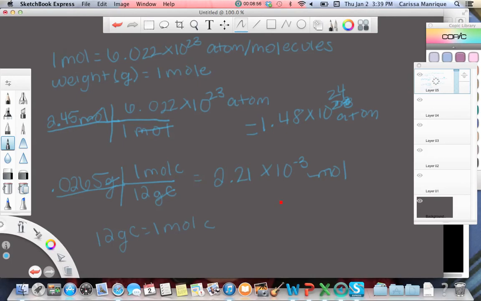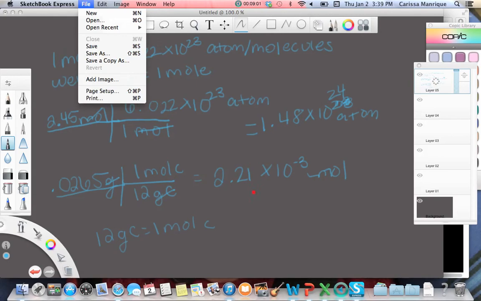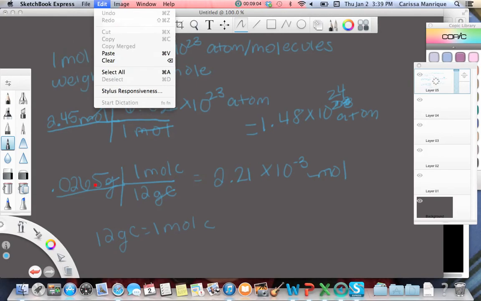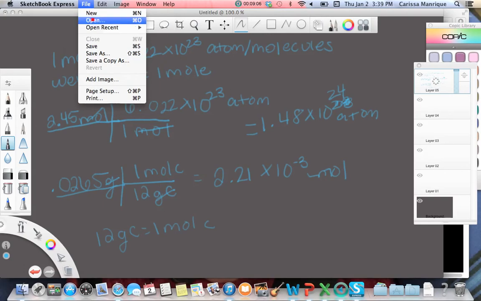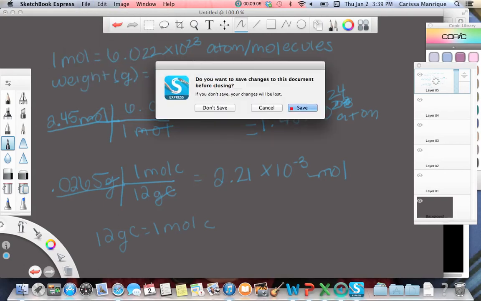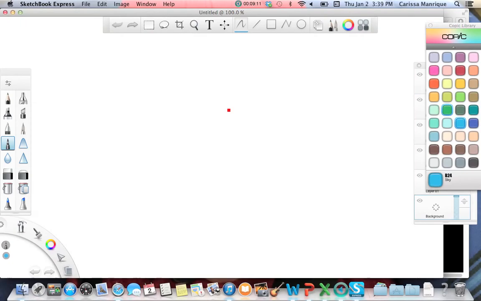Okay, so let's do one more. And let's just do a long one. Let's go further. Let's convert. Let's do this one here, except let's go to atoms. So if we have, let's do the same thing, 0.0265 grams, and we want to go to atoms. And this is of carbon. Let's just do the same problem pretty much.